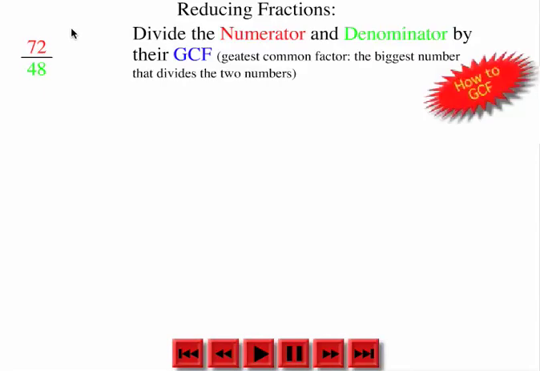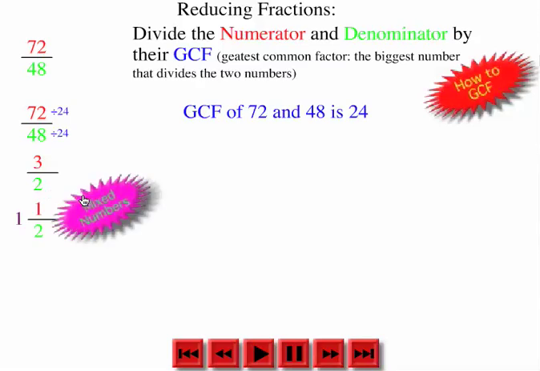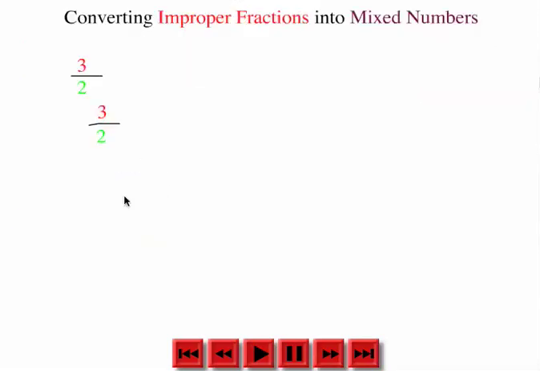Let's see how to reduce 72 over 48. The biggest thing that goes into 72 and 48 is 24. So the GCF is 24. And 24 goes into 72 3 times, and 24 goes into 48 twice. So that gives us 3 over 2, which is an improper fraction. So let's look at mixed numbers.